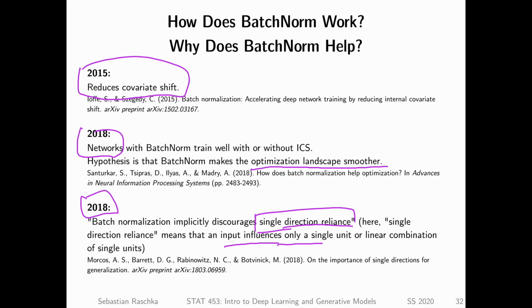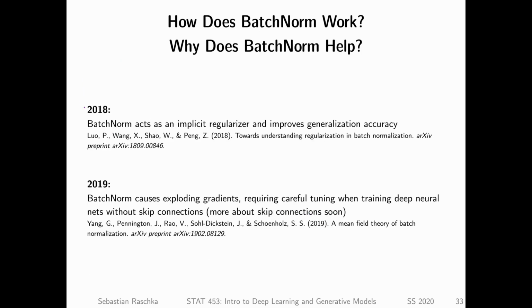And this paper found that when we use batch normalization, it discourages neural networks from relying on single inputs; it considers more inputs. In that way, it's somewhat related to what Dropout tries to achieve, that we try to rely on multiple inputs. Another 2018 paper hypothesizes that batch norm acts as an implicit regularizer, and it improves generalization accuracy. So it can be regarded as a regularization technique.